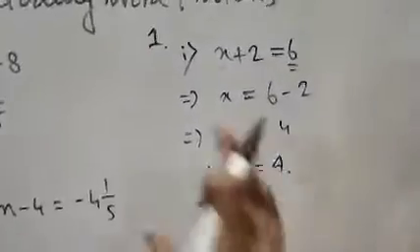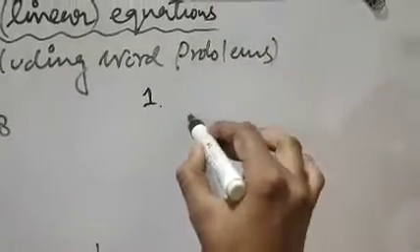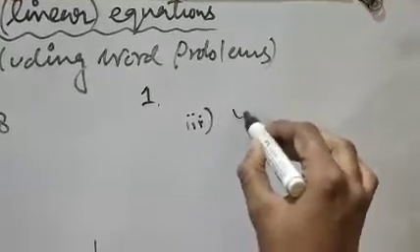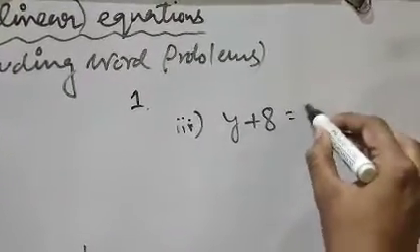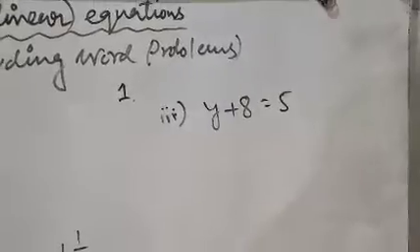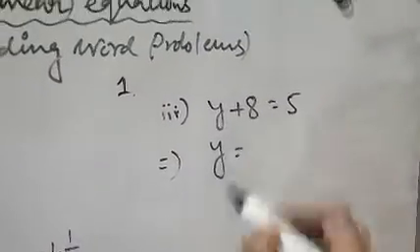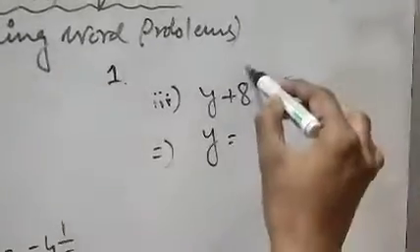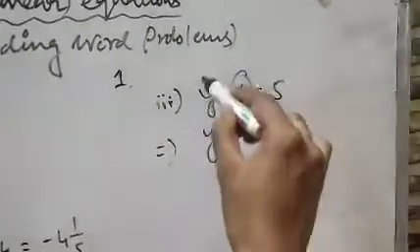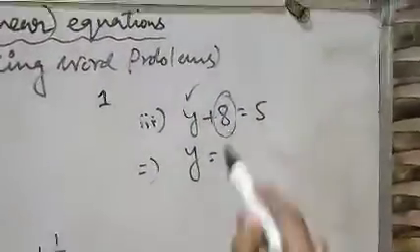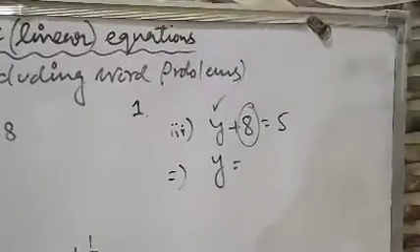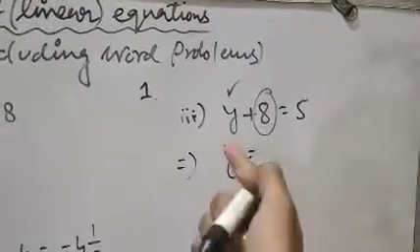x equals 4. Next, after question number 1, question number 3, the equation is y plus 8 equal to 5. Here the variable used is y. So we have to find out the value of y. The same case, just transfer this constant part. Constant part means this is the number part, because y is the variable. We have to change the position of this number part to find out the value of y.